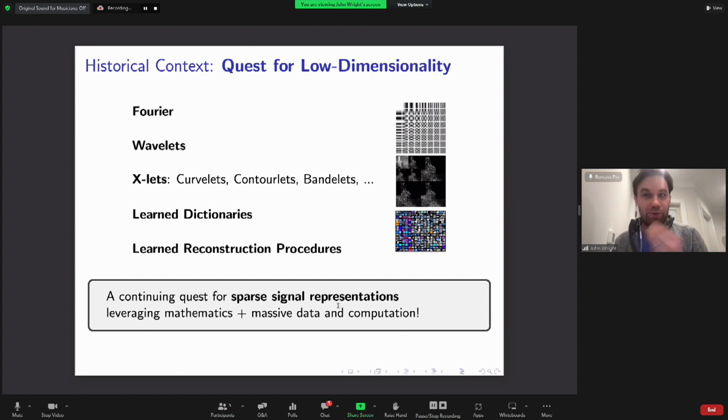And as we'll see, there's a really beautiful and fundamental connection between these learned low-dimensional models and what we do in deep learning. And this is a bidirectional connection. If we have the right signal model, we can leverage it to derive and or train effective neural networks.